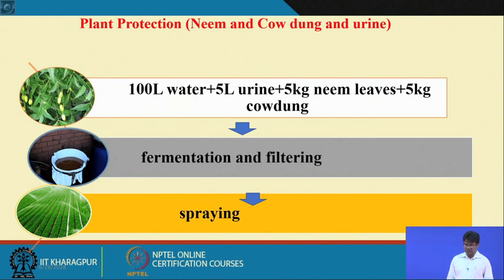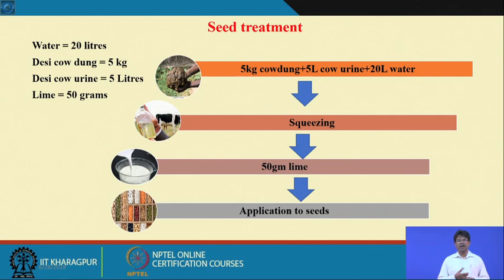The other formulation is seed treatment. When you go for seed treatment, how can we do it organically, without using synthetic pesticides and fungicides? We can use cow dung, cow urine and water: 20 liters of water, 5 kg desi cow dung, 5 liters desi cow urine and 50 grams of lime. These ingredients can be used for seed treatment. The cow dung, cow urine and water are mixed together, then filtered, and 50 grams of lime is added to the filtrate. Then it can be applied to the seeds. Seeds treated with this solution are protected from seed-borne diseases like fungal diseases.